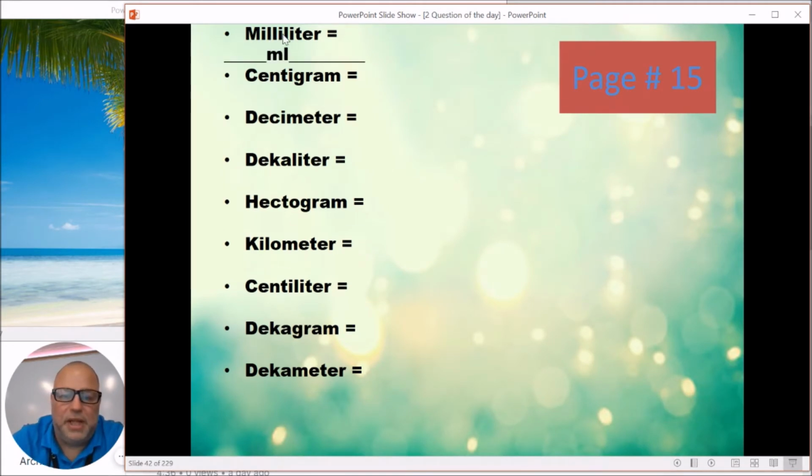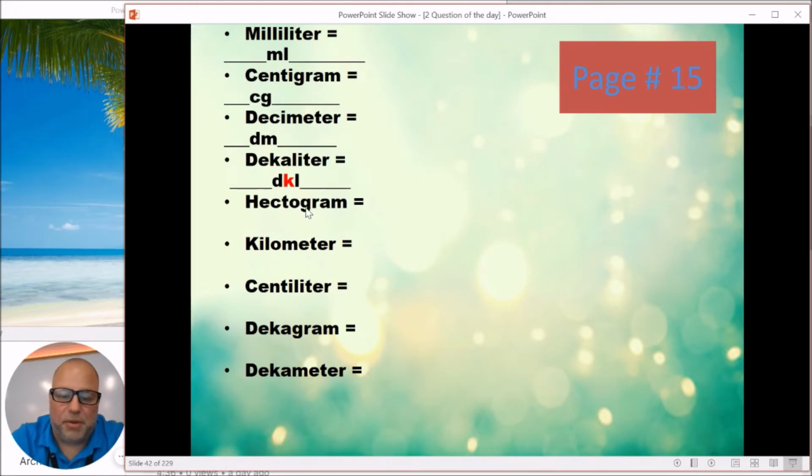If you have a milliliter, the way of writing it is mL. If you have a centigram, the way of writing it is just cg. So already you can see it's much simpler. Instead of having to write out decimeter, you can just put dm. But when you get to decaliter, remember, this is the tricky one. It's dk, so it's going to be dkL for decaliter. That's the only tricky one.